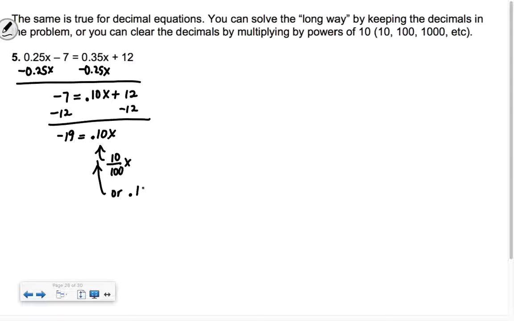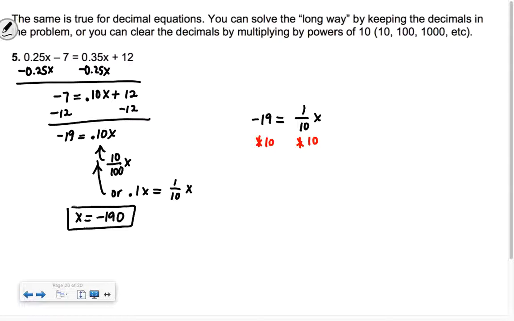Or you could write 0.1x, which is really 1/10x, right? So when we got to this step before with fractions, when I had 1 over 10x equals negative 19, how did I get rid of that 1 over 10? What did I multiply by? 10, right? So the same thing here. We multiply by 10. So our answer should be negative 190. All of that without a calculator.